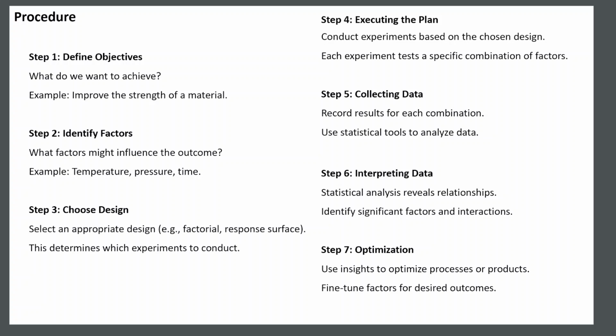Then we collect the data and record results of each combination. Use statistical tools to analyze the data, and then interpret the data. That is what we have been doing since the start of this course. We have collected the data. Now we are interpreting the data using statistical analysis, which reveals the relationships. Then identify the significant factors and interactions.